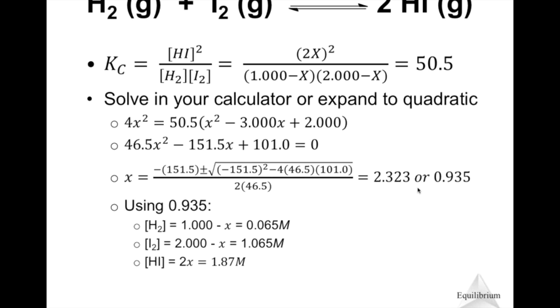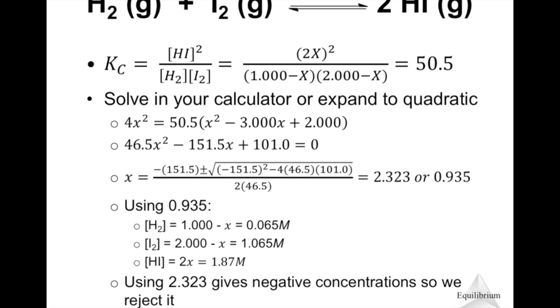So if we plug in our 0.935, we get our concentration of H2 as 0.065 molar, I2 as 1.065 molar, and HI as 1.87 molar. Okay, that makes sense. If we were to use the 2.323, we would actually get some negative concentrations, and that doesn't make any sense. So we're just not going to use that number. So that's how you do that. A little bit of quadratic formula for you.